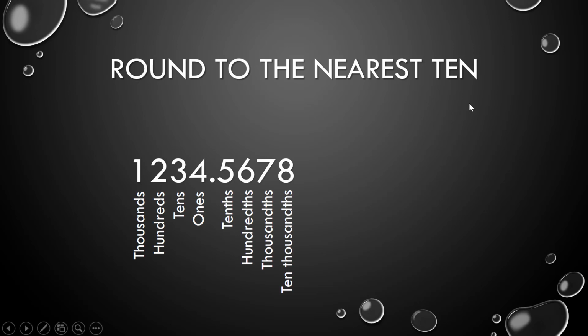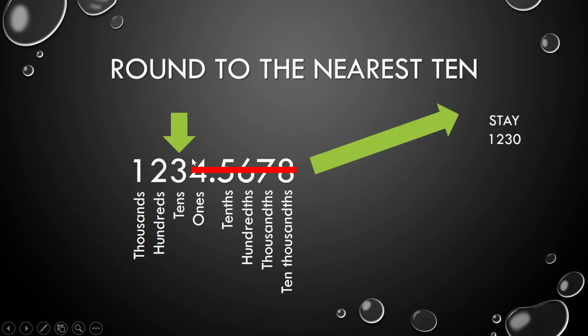Now let's try rounding to the nearest 10. So here is the tens place. There's a 3 there. So again, for now, we're not going to write any of those other numbers. We're just going to either write 1, 2, 3, 0, depending on what the number next to the 3 is, or it's going to become 1, 2, 4, 0. Those are our only two options.